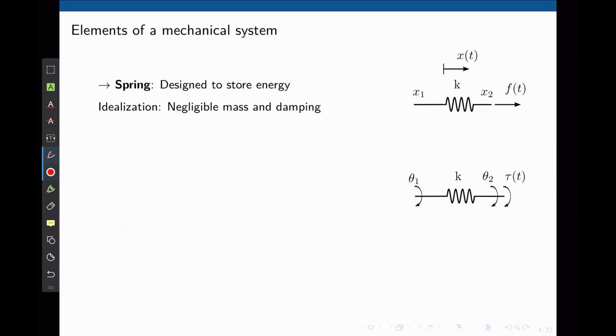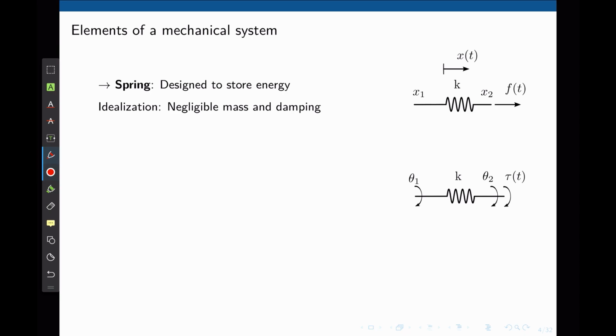The next mechanical element that we need to study is something able to store energy in the form of potential energy, and that will be a spring. When you have a spring element, the assumption is that we are only dealing with a mechanical system that stores energy in the form of potential energy. That is to say that there is no energy dissipation, there is no damping in the spring, and the spring has no mass.